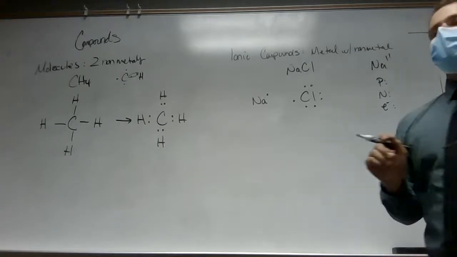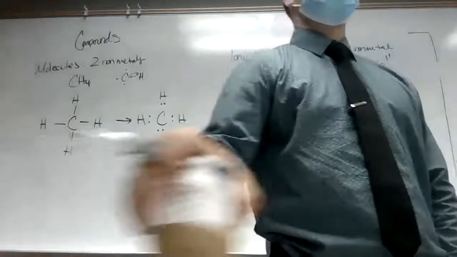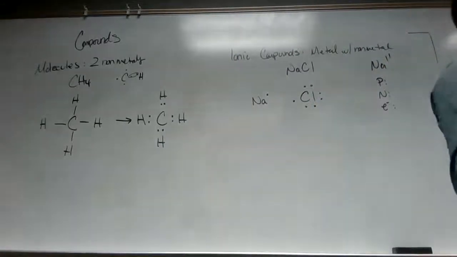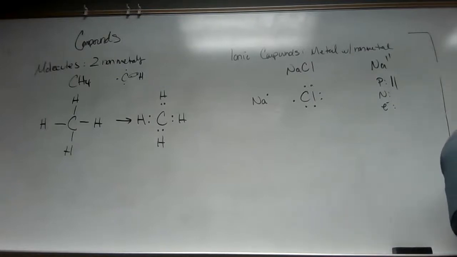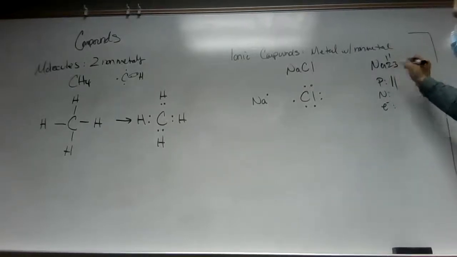How many protons does sodium have? 11. It's atomic number 11. The atomic number tells us how many protons. We're going to say that this particular sodium has a mass of 23.